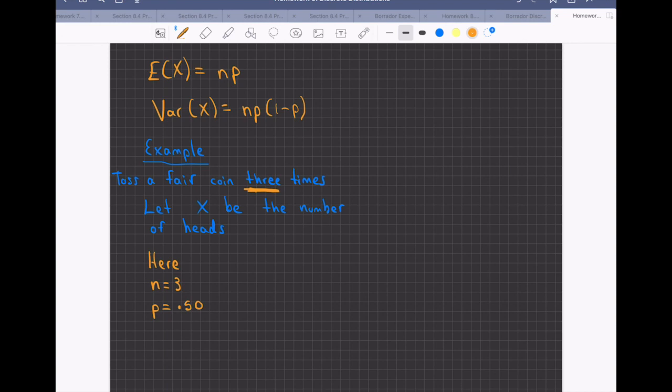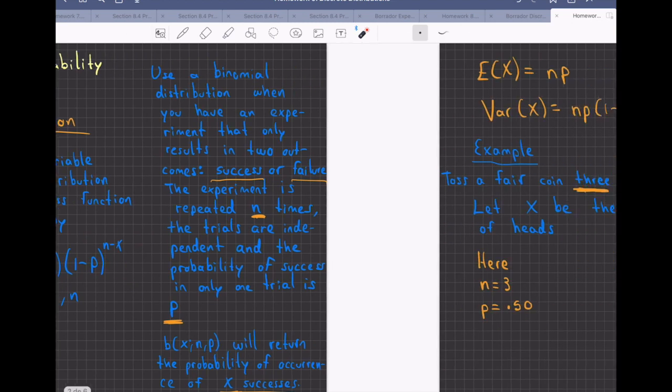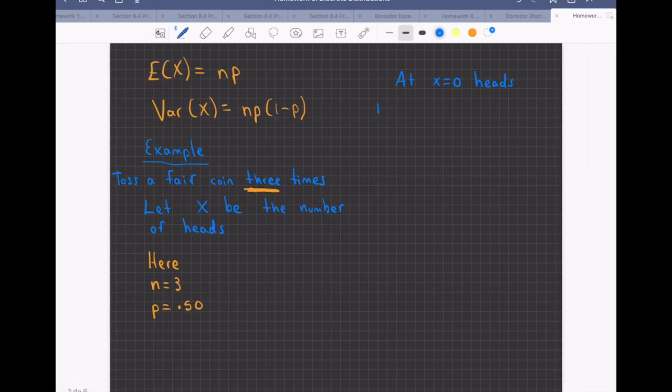So we already have the parameters n and p. Now we can use the binomial distribution. For example, at x equal to 0, what is that? Substitute into this formula. So we will have b(0; 3, 0.5).